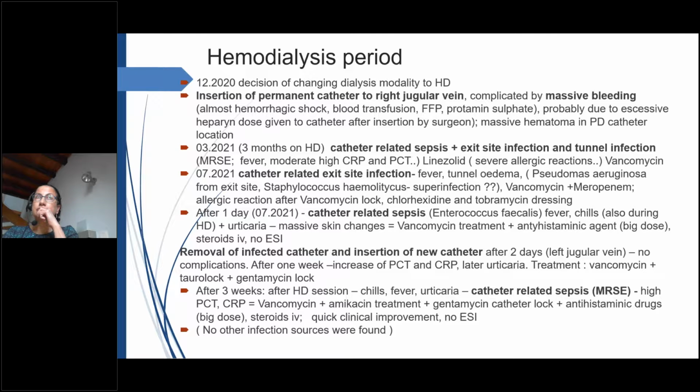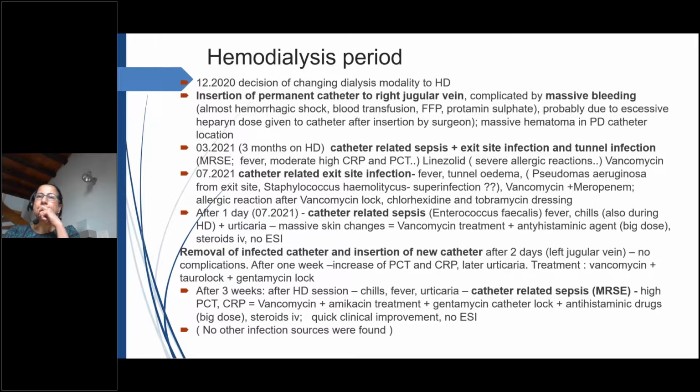So we treated the new catheter with vancomycin and gentamicin lock, antibiotic lock. And I know it looks terrible, but after 3 weeks, again he developed fever, urticaria, and catheter-related sepsis, and from this point he's still in the hospital. It's just the end of August. We treated him, with a high PCT, procalcitonin level, and CRP level, with general antibiotics. Fortunately, he improved very quickly. And then we continued with antibiotic lock.